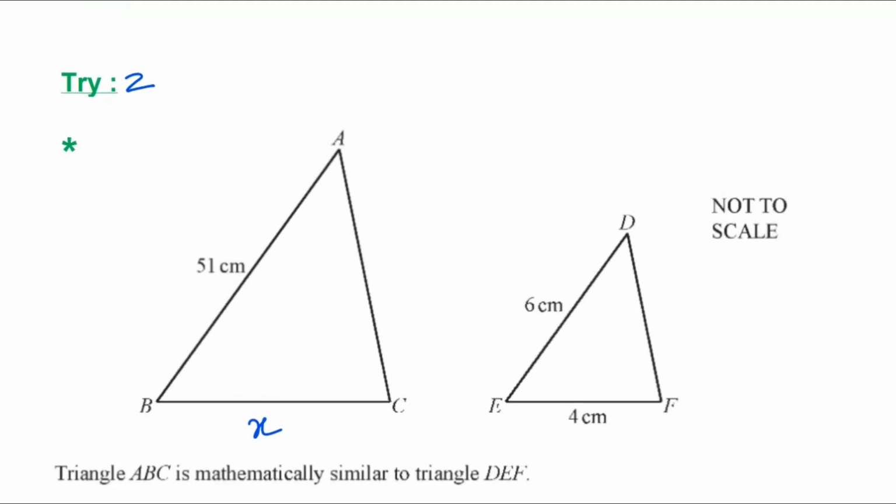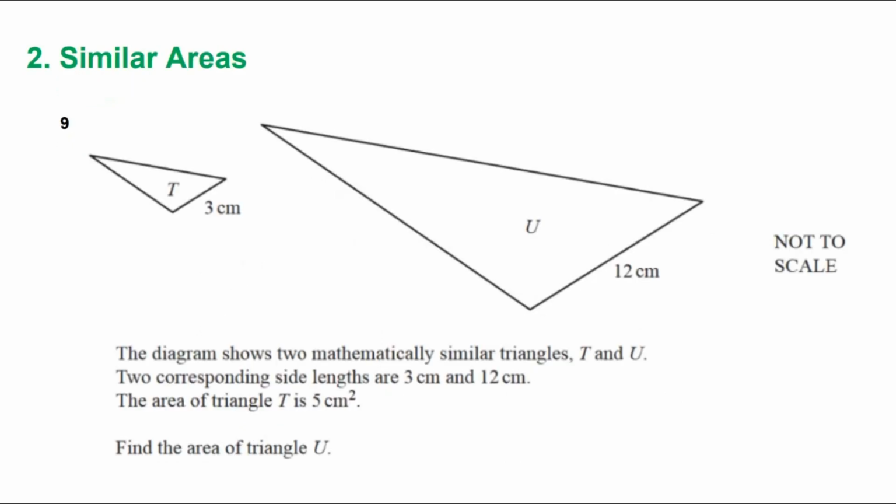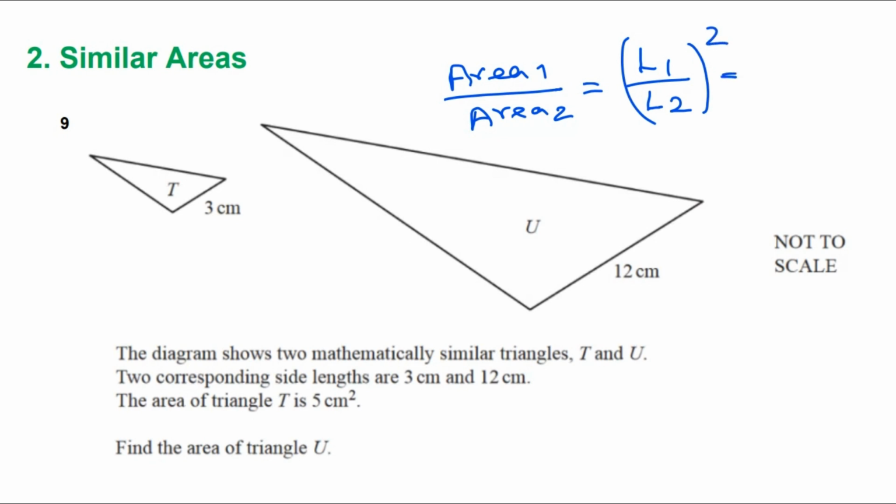This is 2. Next topic is similar areas. When two objects are similar, then the area of the first shape divided by the area of the second shape will be equal to the scaling factor, the whole square. Okay, what is the scaling factor? The side of one object divided by the corresponding side of the other object. Area of the first object divided by area of the second object will be equal to L1 divided by L2, the whole square, or scaling factor squared. If you are representing the scaling factor by the letter K, you can write K squared.